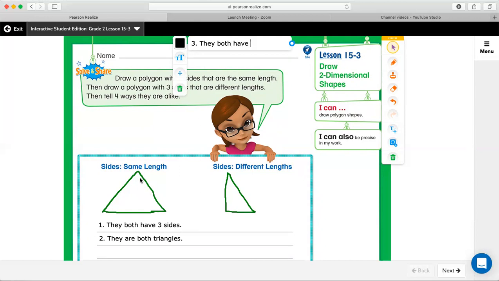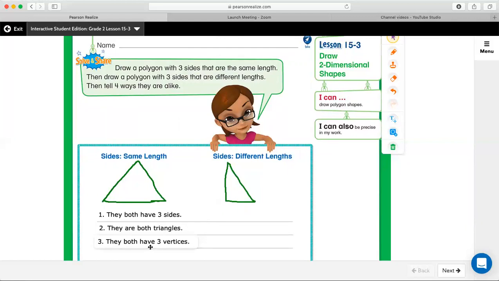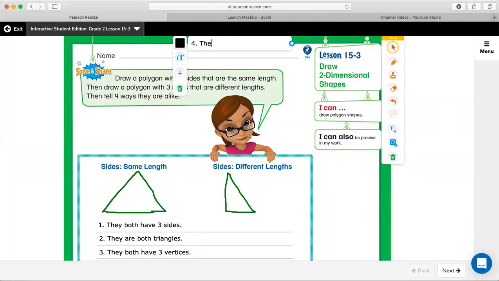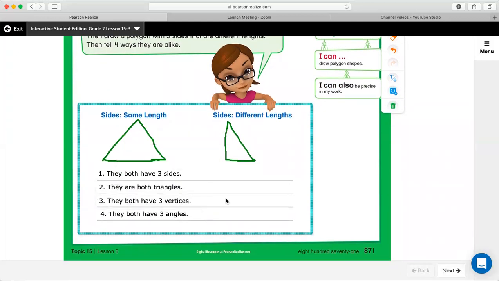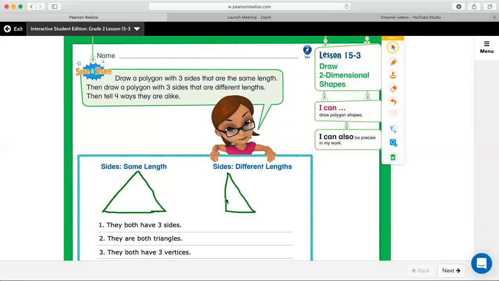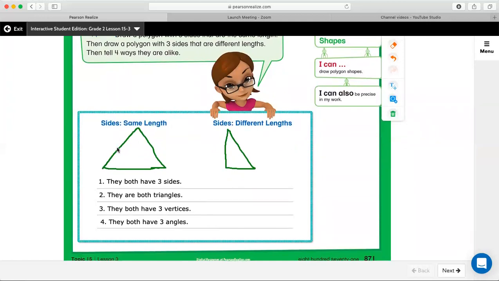What do they both have? Well, if we know that they have three sides, they must have three vertices, right? 1, 2, 3. 1, 2, 3. So they both have three vertices. And one more way, something that we talked about on Monday in math was angles. Here's 1, 2, 3 angles. So they both have three angles. They're both triangles, they both have three angles, they both have three sides, and they both have three vertices. Okay, that tells us four ways that these two shapes are alike.